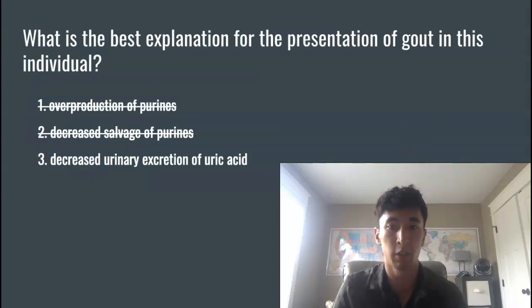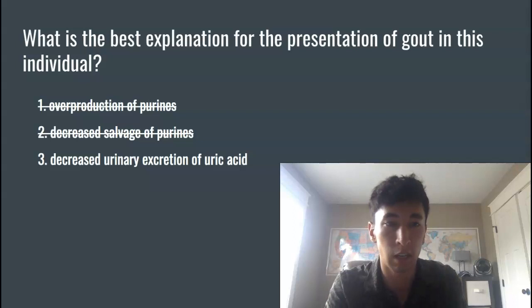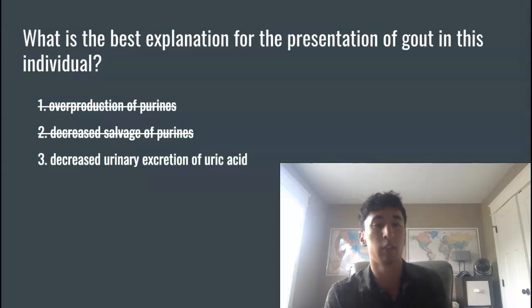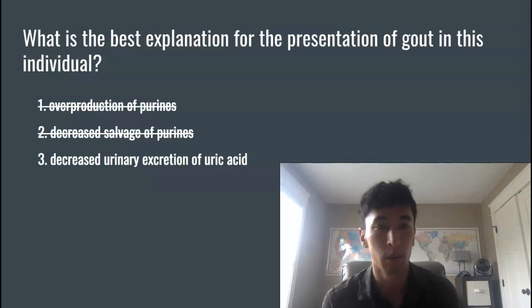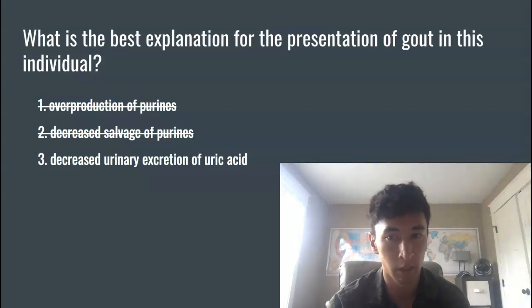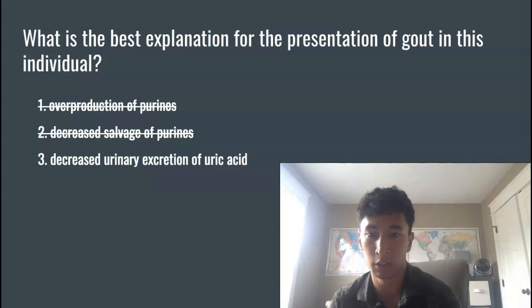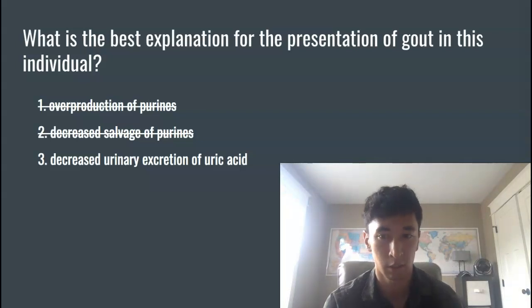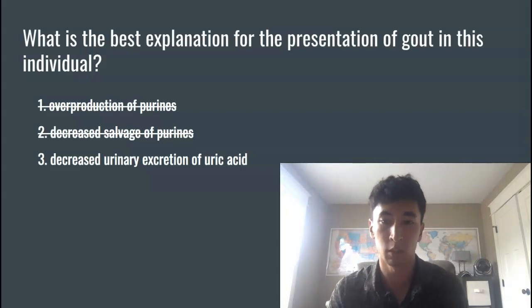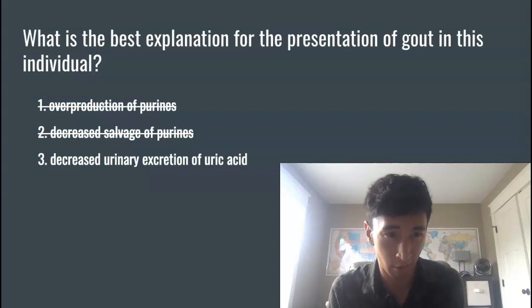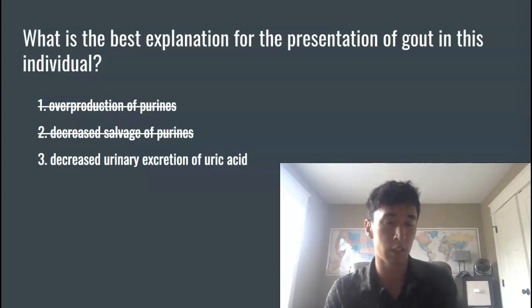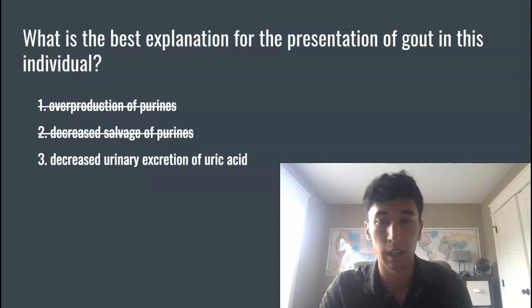All right, in the patient, there are three options to explain his gout presentation. We are going to look at the best explanation for the presentation of gout in this individual. Here, the first is the overproduction of purines. The second is decreased salvage of purines, and the last is decreased urinary excretion of uric acid. The best explanation for the presentation of gout in this patient is that last one right there that is not crossed out, decreased urinary excretion of uric acid.